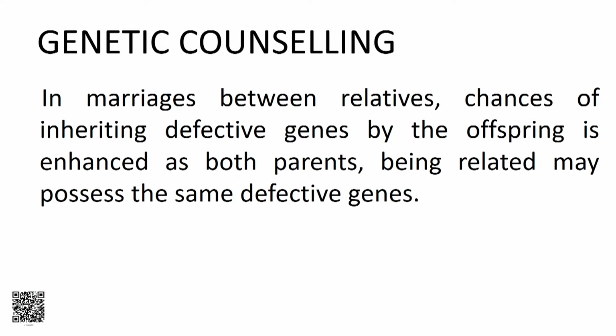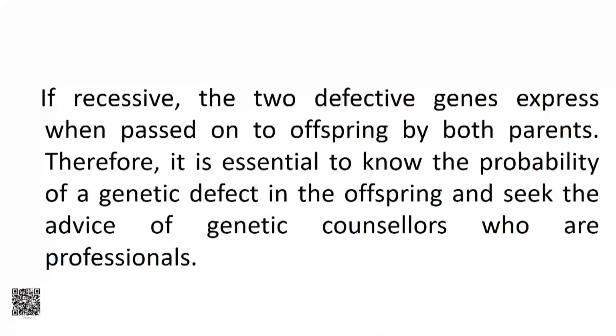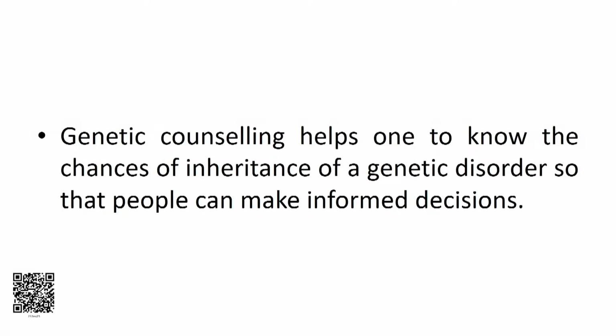Now we move to the next section, genetic counseling. In marriages between relatives, the chances of the offspring inheriting defective genes are enhanced, as both parents being related may possess the same defective genes. If recessive, the two defective genes are expressed when passed on to offspring by both parents. Therefore, it is essential to know the probability of a genetic defect in the offspring and seek the advice of genetic counselors, who are professionals. Genetic counseling helps one know the chances of inheritance of a genetic disorder so that people can make informed decisions.